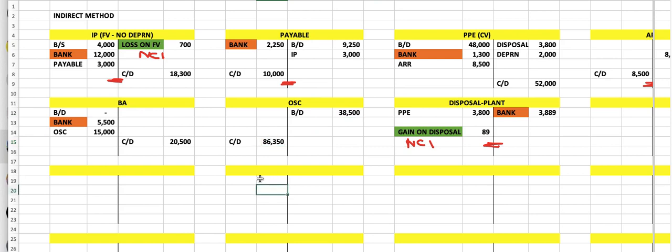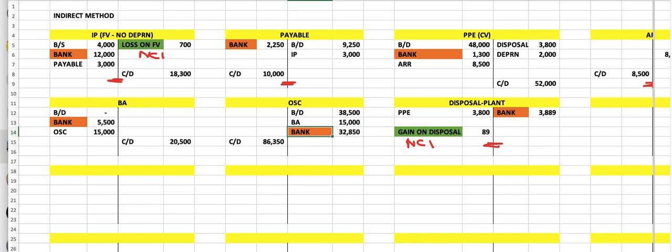Okay, so kita masukkan sini BA is debit, so we credit our OSC 15,000 here, tulislah BA. Okay, done. Now sambung lagi baca soalan: the company had also issued ordinary share for cash during the year. That means when we balance off the account, 86,350 minus 38,500 minus 15,000, so ada baki 32,850. So this is the new issue of OSC. Okay, so this is new issue.